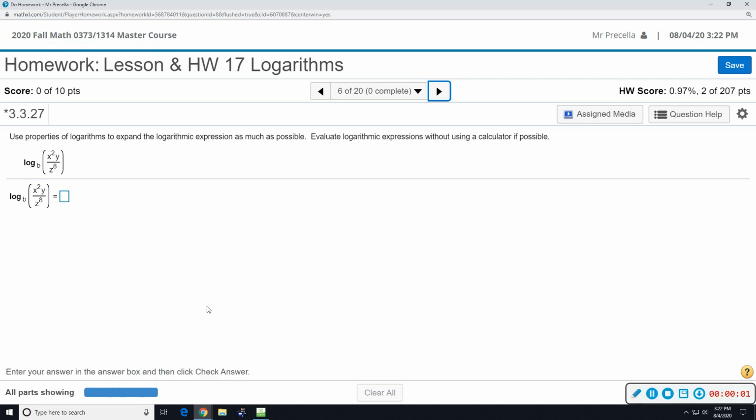And we're up to expanding and condensing logarithms. This is an expand logarithm, so let me write it down. This is problem number 6. Let's see. Log base b, parenthesis, x squared y all over z to the 8th, close parenthesis.